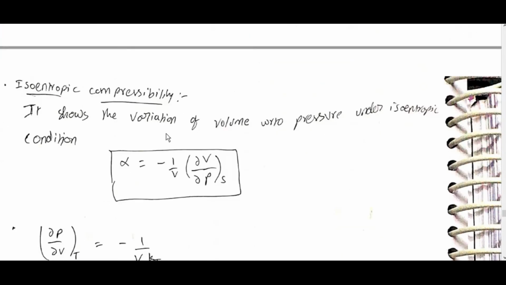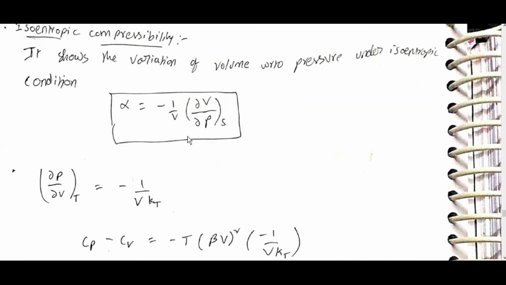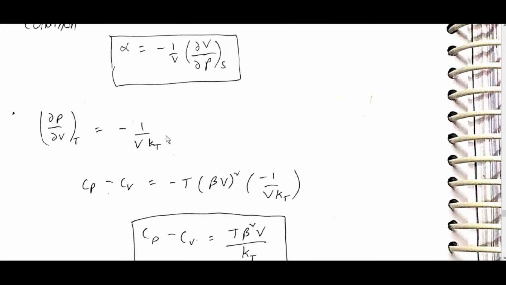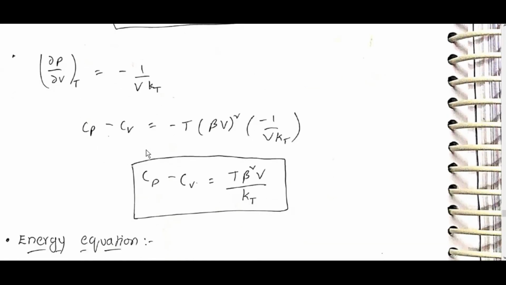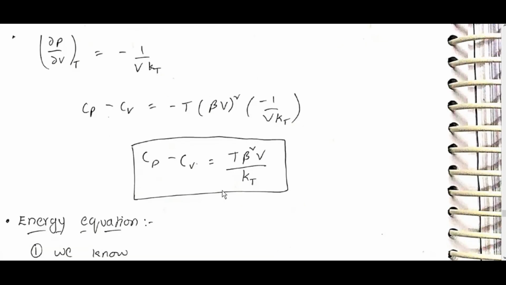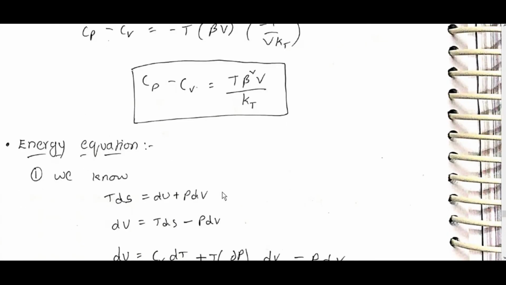Isentropic compressibility shows the variation of volume with respect to pressure under isentropic condition. Alpha is equal to minus 1 by V, dou V by dou P at constant entropy. Dou P by dou V at constant T is equal to minus 1 by V Kt. Cp minus Cv is equal to minus T (beta V) whole square into minus 1 by V Kt. So Cp minus Cv is equal to T V beta square by Kt.